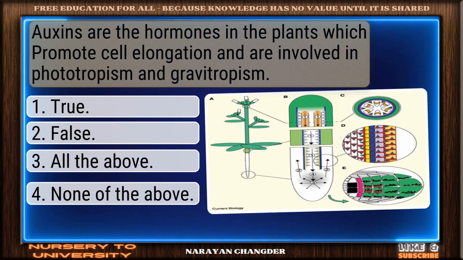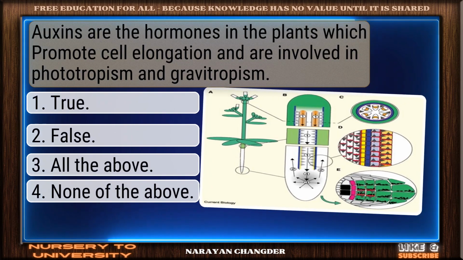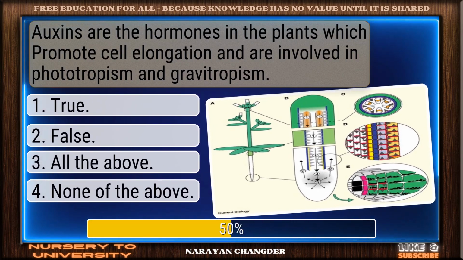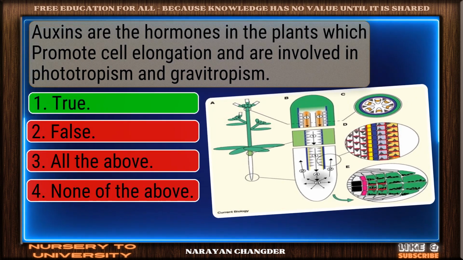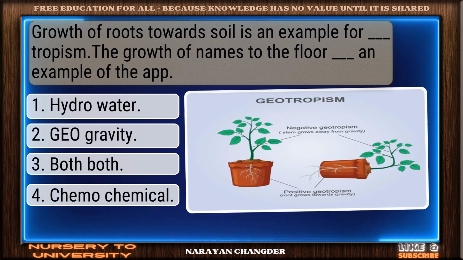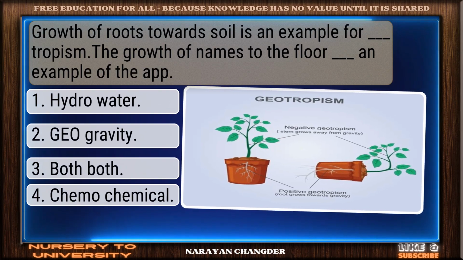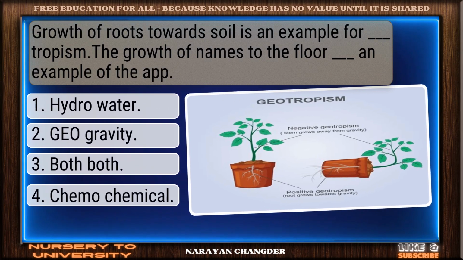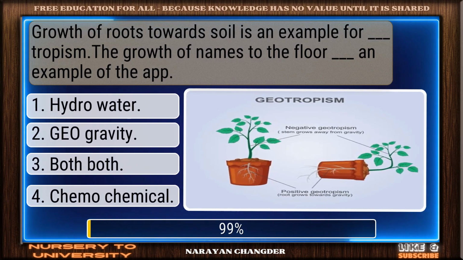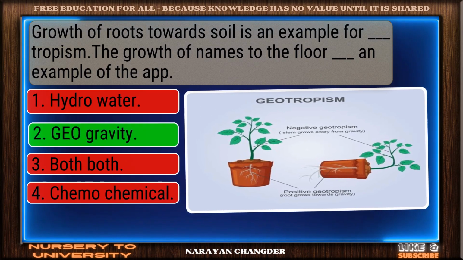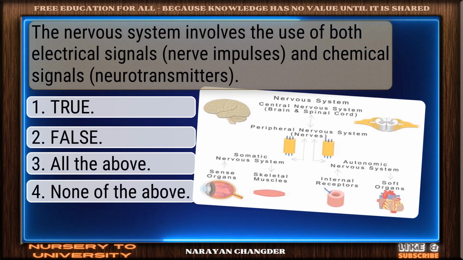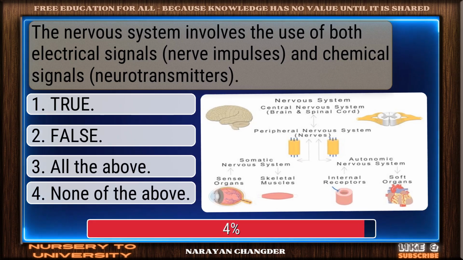Auxins are the hormones in plants which promote cell elongation and are involved in phototropism and gravitropism. Well reasoned. True is correct. Growth of roots towards soil is an example for -tropism. You chose geotropism? Correct. The nervous system involves the use of both electrical signals and chemical signals.